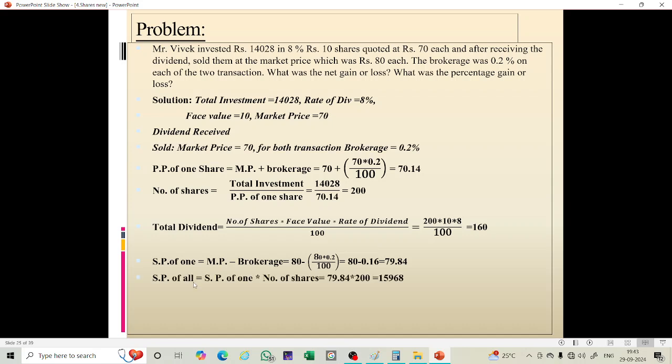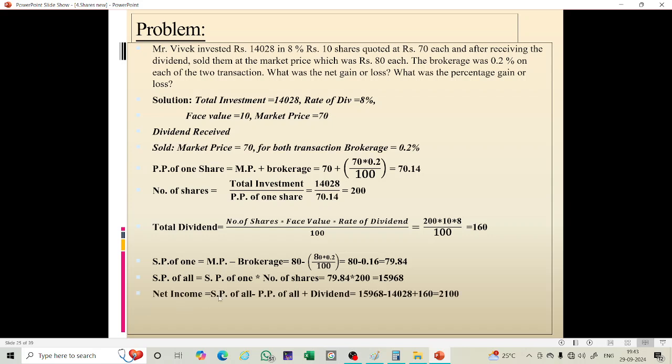Now selling price of all shares is selling price of one share into number of shares. This is the formula to find selling price of all shares. So 79.84 into 200 is equal to 15,968. This is selling price of all shares. Now we have selling price of all shares, then total investment, that is purchase price of all shares, and we have dividend. From this we get net gain.